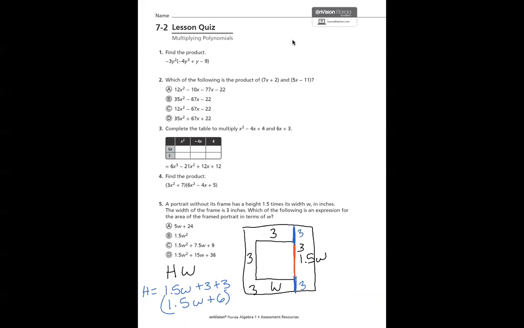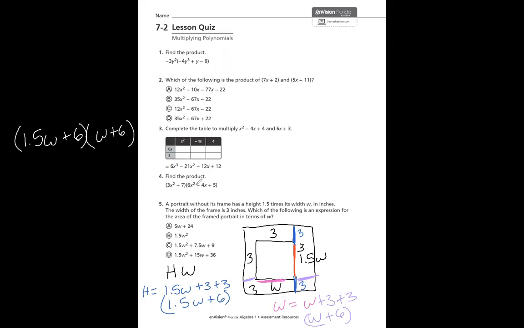Well, let's talk about the width now. So we've got our width of just W right here. So your width equals W, but then you've also got your 3 inches over here, so plus 3, and your 3 inches over here, plus 3. So what we're actually saying is that your width is W plus 6. In order to find our answer, we're going to be multiplying. So we're going to take 1.5 W plus 6 times W plus 6.